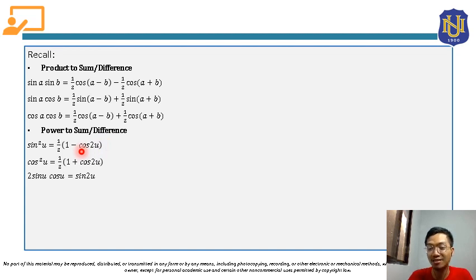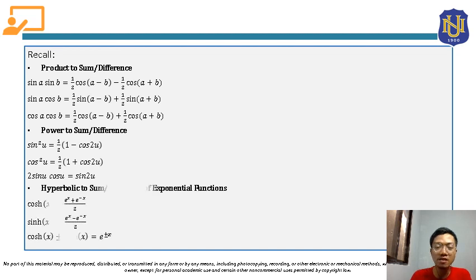That's illegal, no? So we cannot do that. So that's a wrong answer if you do that, no? So to get the Laplace transform of sine squared u, we have to convert it into its equivalent sum or difference. So its equivalent sum or difference is this one, no? Same here for cosine 2u and 2 sine u cosine u. Okay, so these are the equivalent sum or difference.